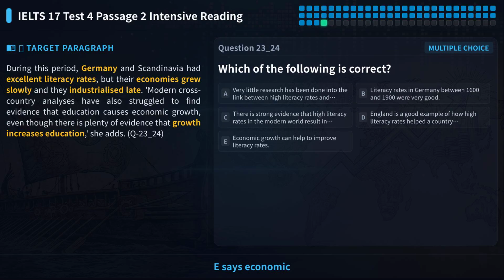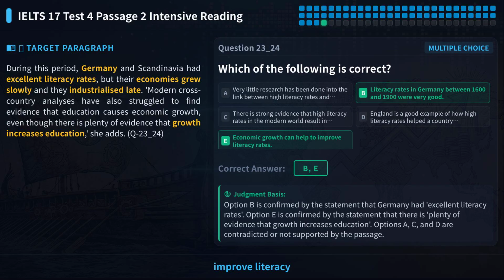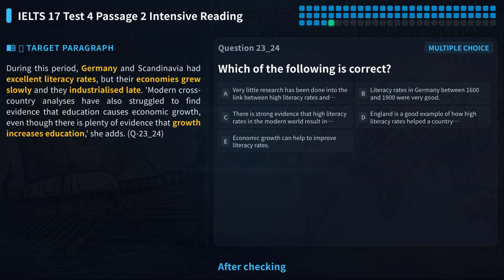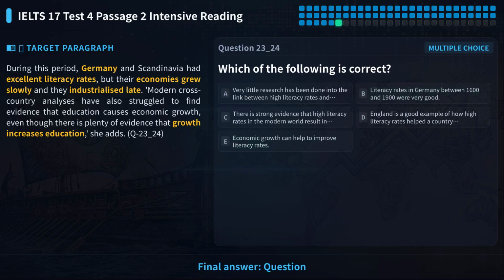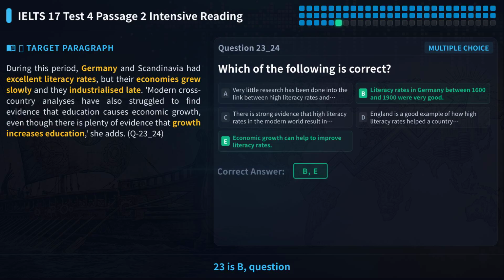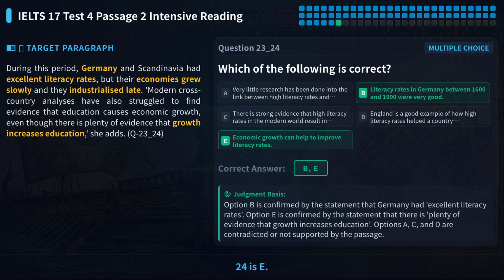Finally, option E says economic growth can help improve literacy rates. The text clearly states there is plenty of evidence that growth boosts education. This matches option E perfectly, so E is correct. After checking each option, we have ruled out A, C, and D, and confirmed that B and E are correct. Now let's confirm the first correct answer. Final answer, question 23 is B, question 24 is E.